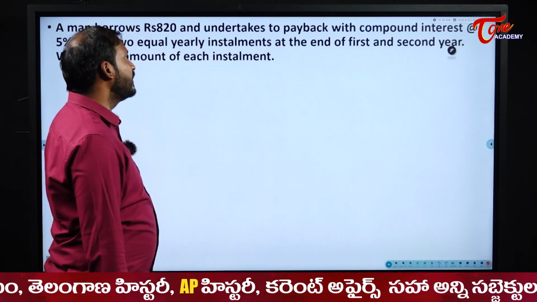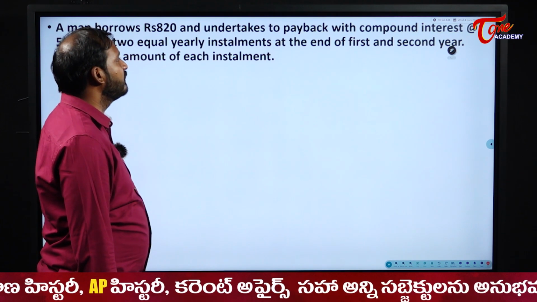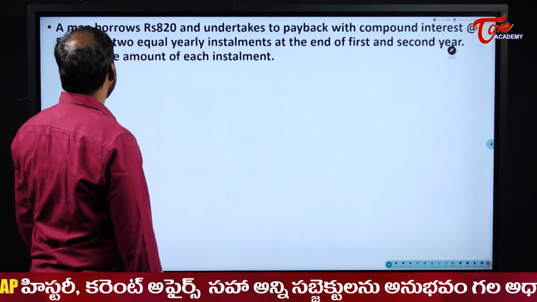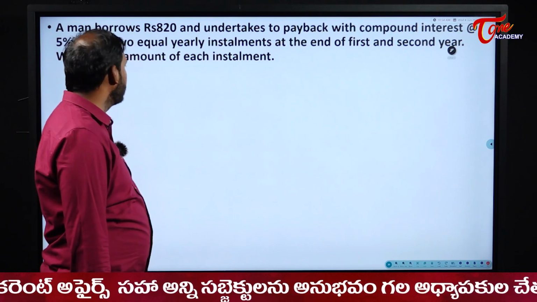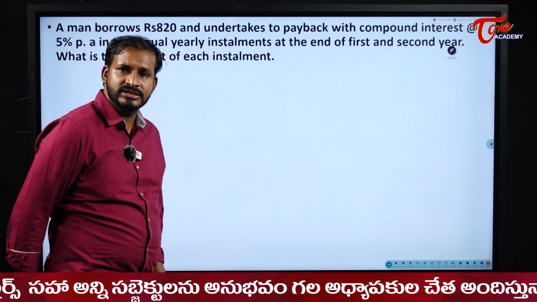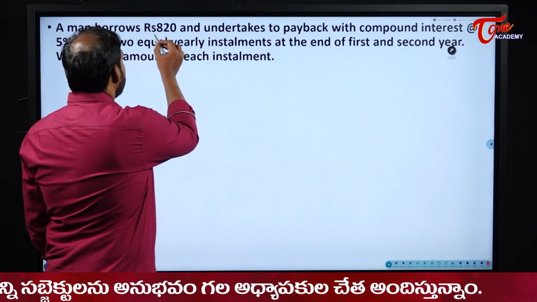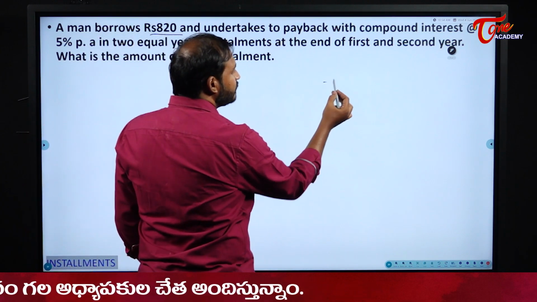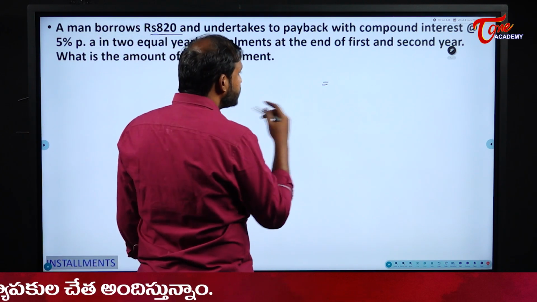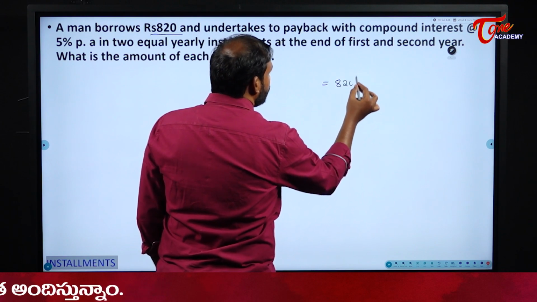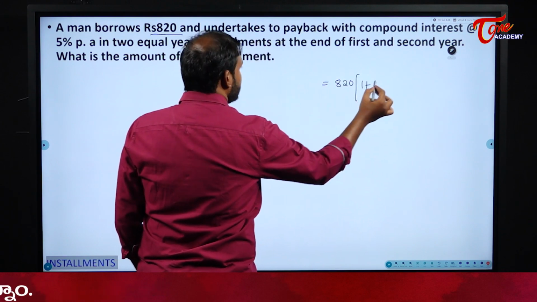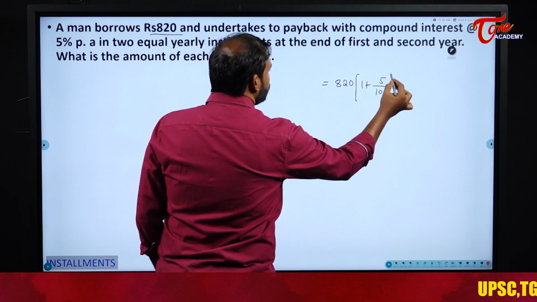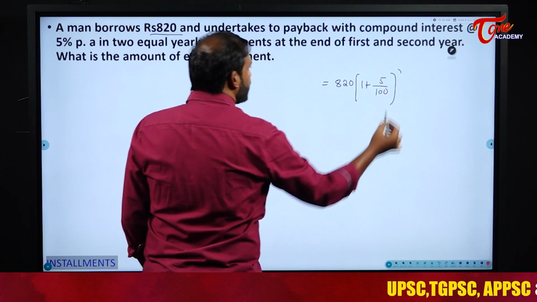A man borrows rupees 820 and undertakes to pay with compound interest at 5% in 2 years, yearly at the end of the first year. What is the amount? Same concept. He borrows 820, so what will be the amount it becomes? 820 into 1 plus the rate of interest 5 by 100, whole square.